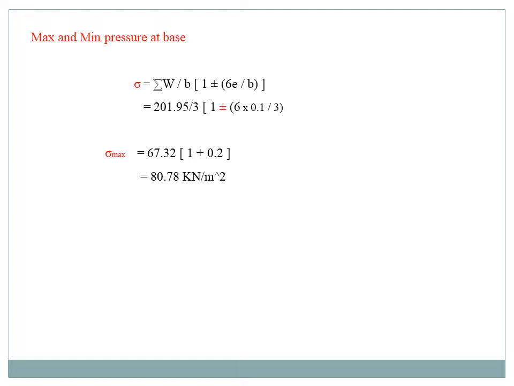So sigma is equal to, it's a common formula, sum of load divided by B, then bracket 1 plus or minus 6E divided by B. Total load is 201.95, B is 3 meter. So sigma maximum is equal to 1 plus 6E by B, sigma minimum is equal to 1 minus 6E by B. See, our sigma max has 1 plus 0.2, our sigma minimum has 1 minus 0.2. Our maximum value is 80.78 kilonewton per meter square, and the sigma minimum is 53.85 kilonewton per meter square.